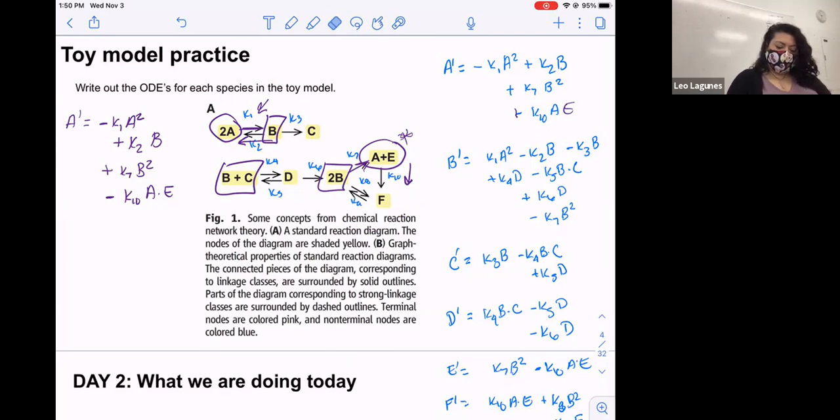Yeah, so here we have this arrow that's attached to A. These arrows are not attached directly to A, so you're not gaining A from the K8, K9 reactions. You wouldn't have to add them to A because you're not gaining A from that reaction. You're gaining A from the K7 and the K10.